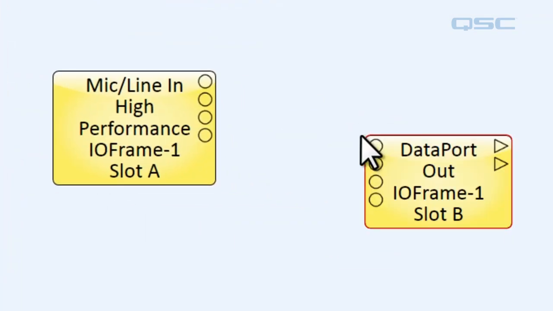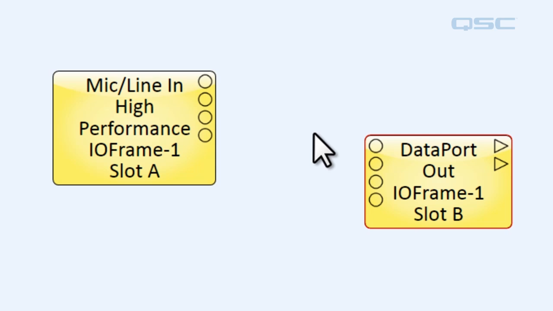Now let's take a look at these two components. Now normally there would be a whole lot of digital processing that goes on in between these two. Audio comes into our system through the mic line in, it goes through DSP, and then it goes out into our system, like to a loudspeaker or an amplifier, through the data port. But for the sake of this tutorial, we're just going to connect them directly.